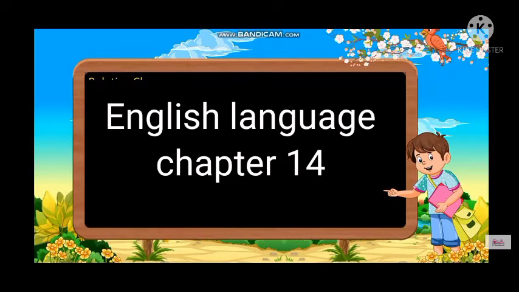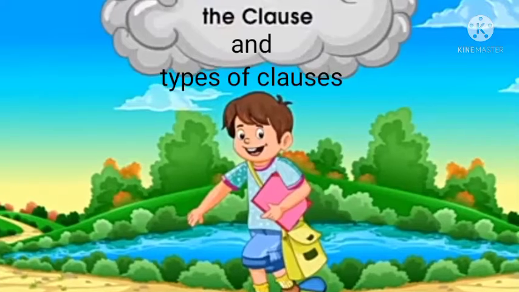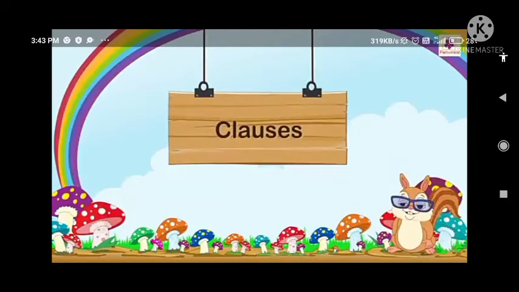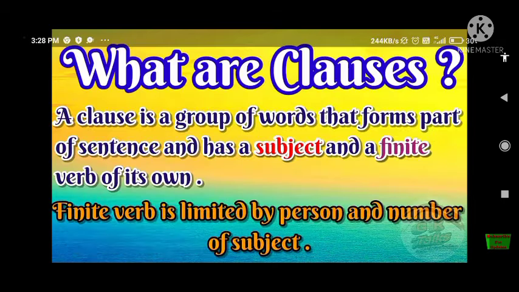Chapter number 14, and the name of the chapter is the clause and the types of clauses. Now students, come to the clauses. What are clauses? Kinds of subordinate clauses. So students, come to the question, what are clauses?